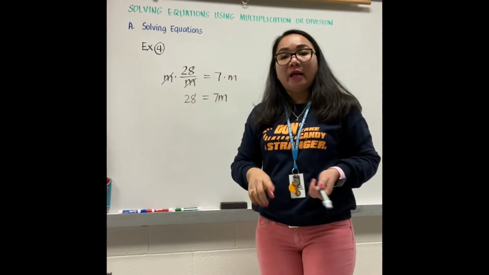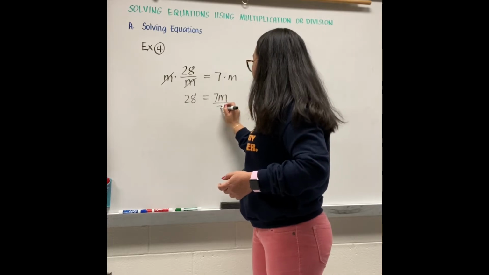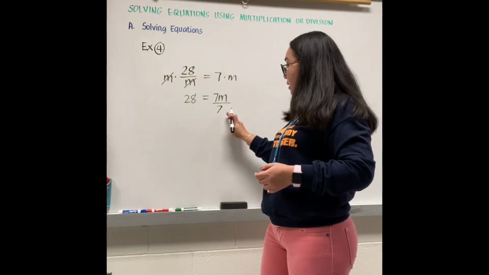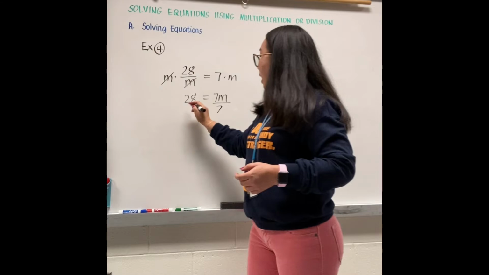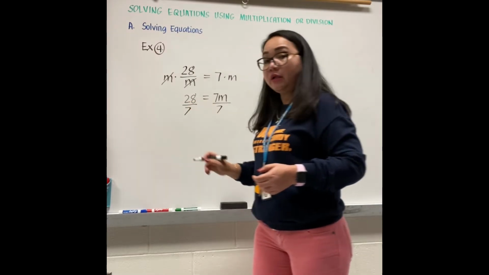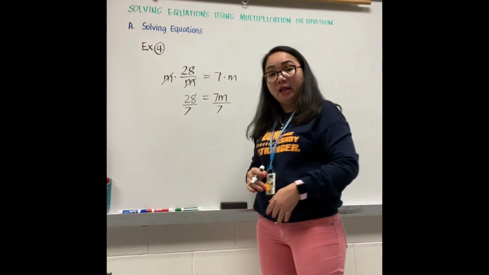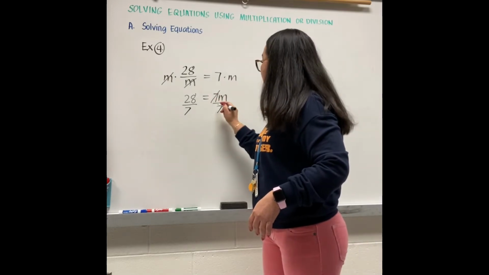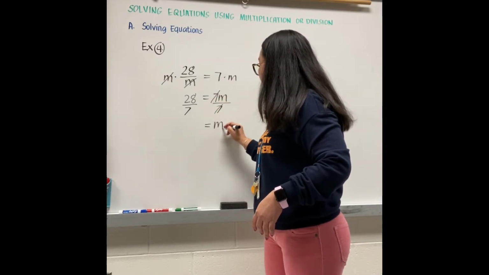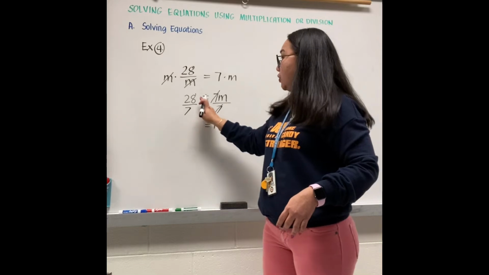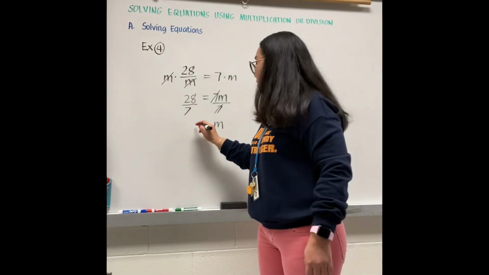Then do the same thing. So we will divide this by 7 so that m will be by itself on the side of the equation. And divide also this one by 7 to make the equation balance. So now here, cancel out 7. And then you have here m all by itself. And 28 divided by 7 is 4.